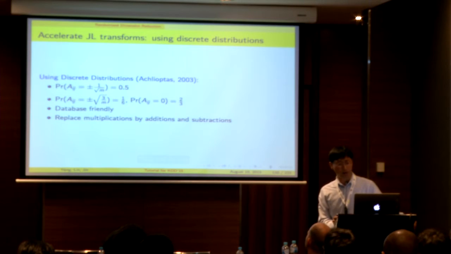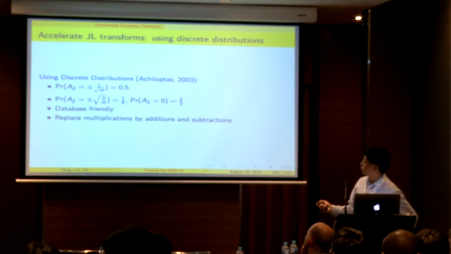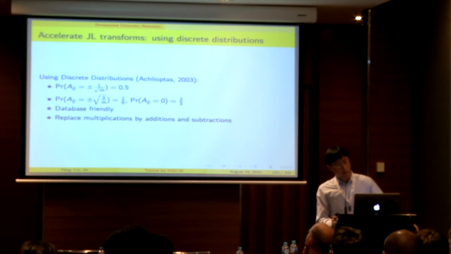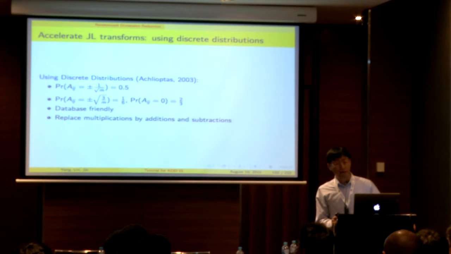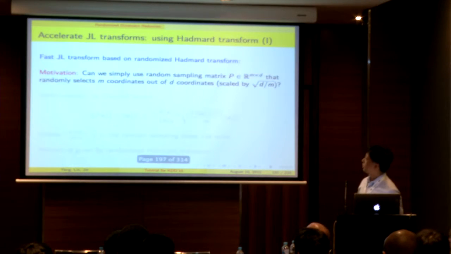The first idea here is using discrete distributions. Instead of sampling the entry from the Gaussian distribution, you can sample from a discrete distribution. For example, you sample Aij as positive or negative one over square root m with equal probabilities, or with this probability distribution. The benefit is that this distribution is database friendly. It can be performed very efficiently in a database environment, and it also replaces the multiplications by additions and subtractions. And later on, people designed a better approach.